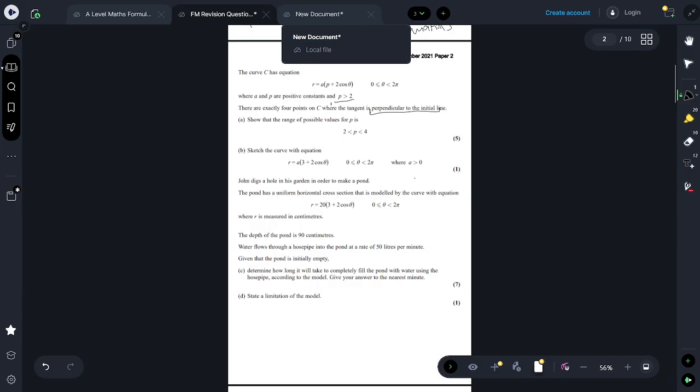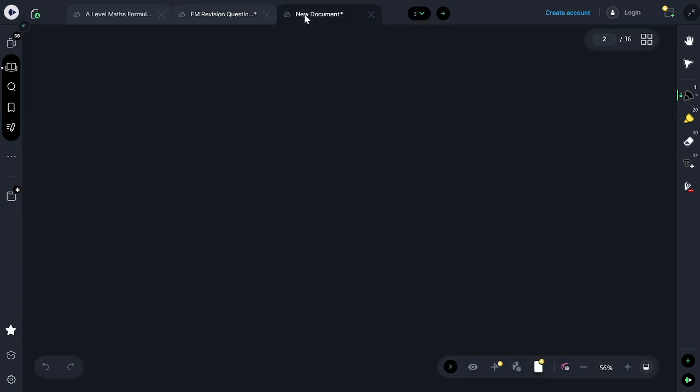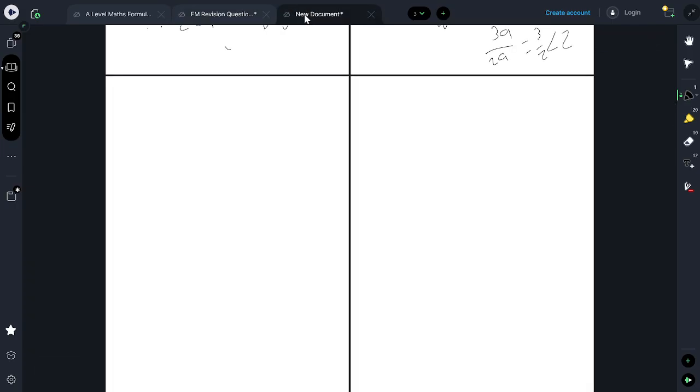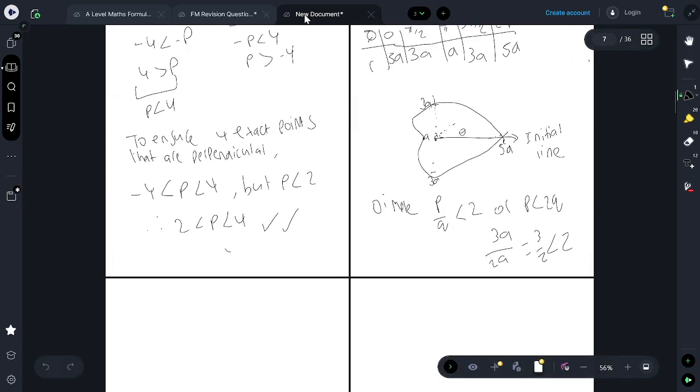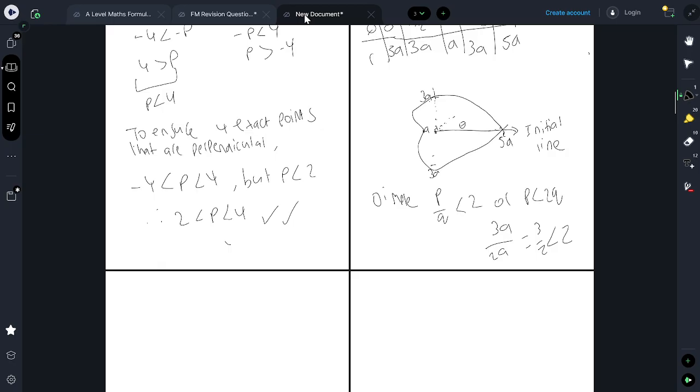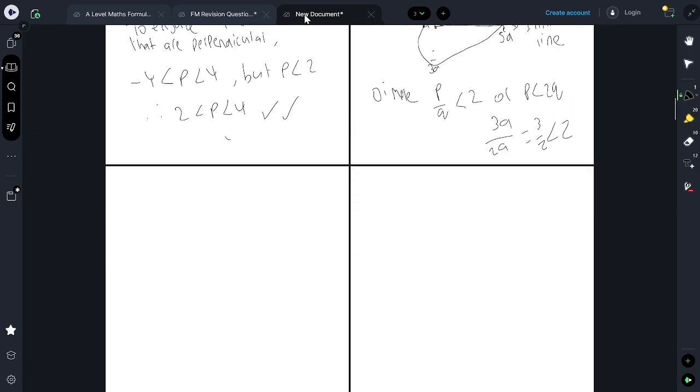Okay. Then it's telling us John digs a hole in his garden in order to make a pond. The pond has a uniform horizontal cross section that is modelled by the curve with this equation. The depth of the pond is 90. Water flows through the hose pipe at a rate of 50 litres per minute. Given that the pond is initially empty, determine how long it will take to completely fill with water. So essentially, we have a pool here that has the same shape as this polar curve, right? And therefore, it has a depth of 70.